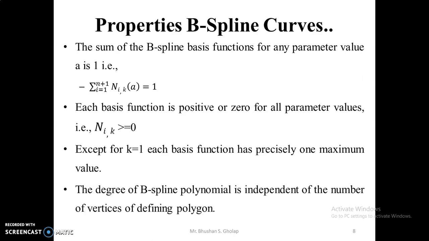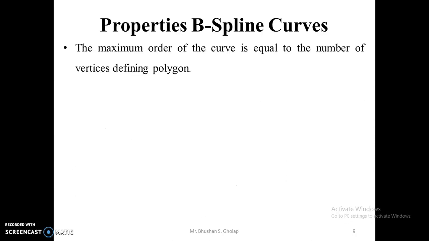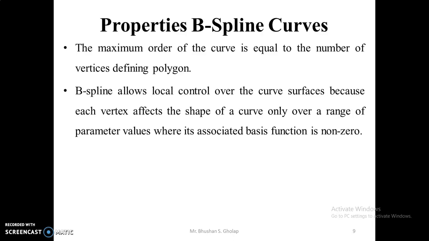The degree of the B-spline polynomial is independent of the number of vertices of the defining polygon. The maximum order of the curve is equal to the number of vertices defining the polygon. B-splines allow local control over the curve surface because each vertex affects the shape of the curve only over a range of parameter values where its associated basis function is non-zero.